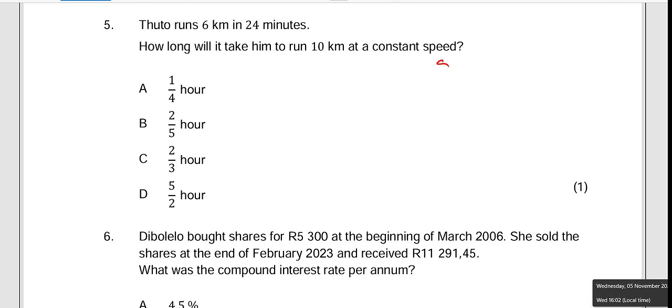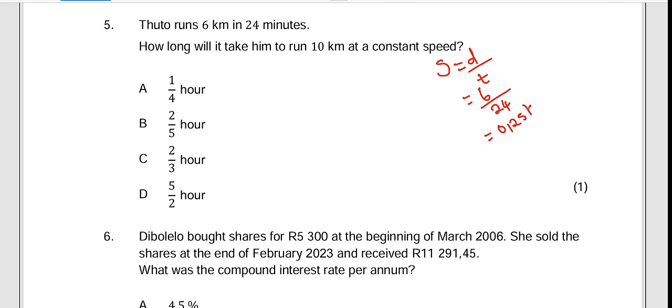So speed S is going to be distance over time. The speed he runs is 6 over 24, and the answer is going to be 0.25 kilometer per hour. So now we're looking for the time he will take to run 10 kilometers. T is going to be distance over speed.